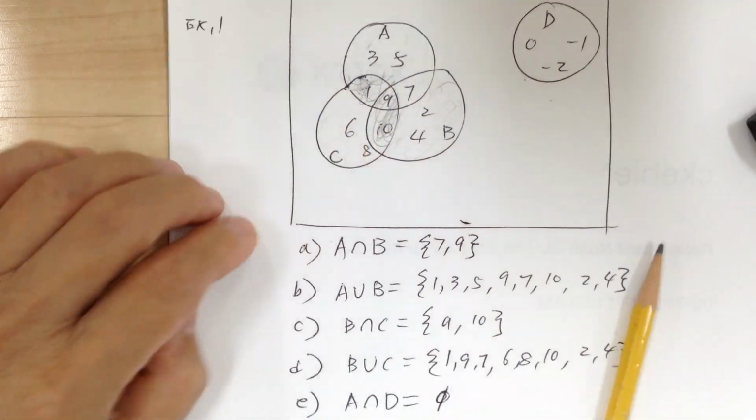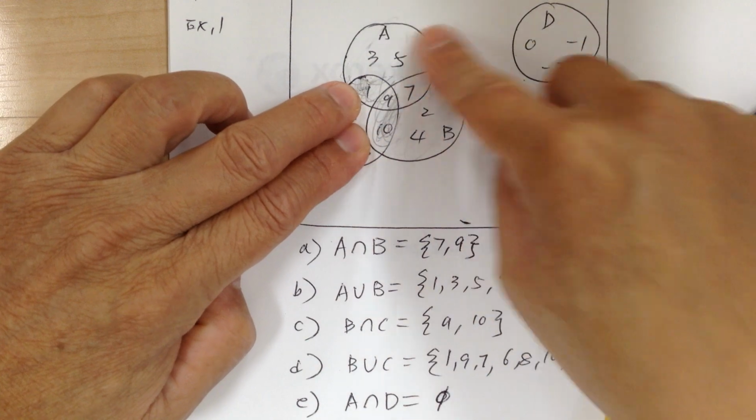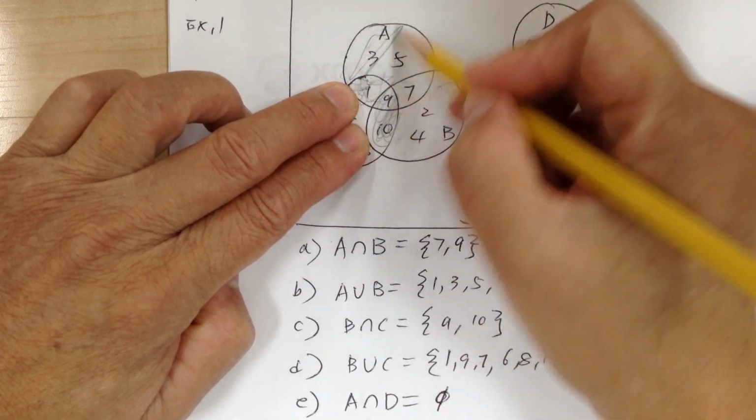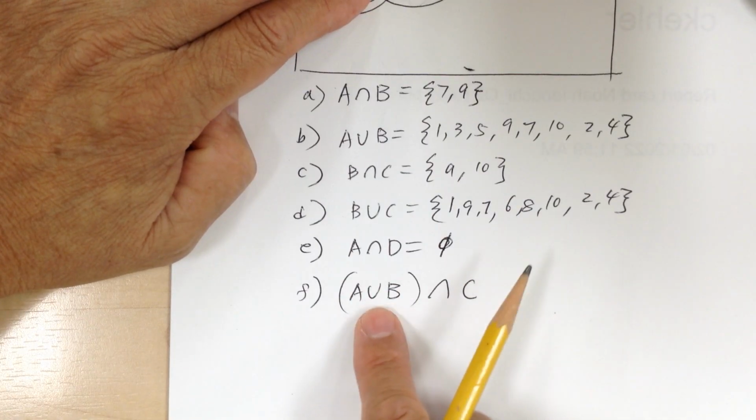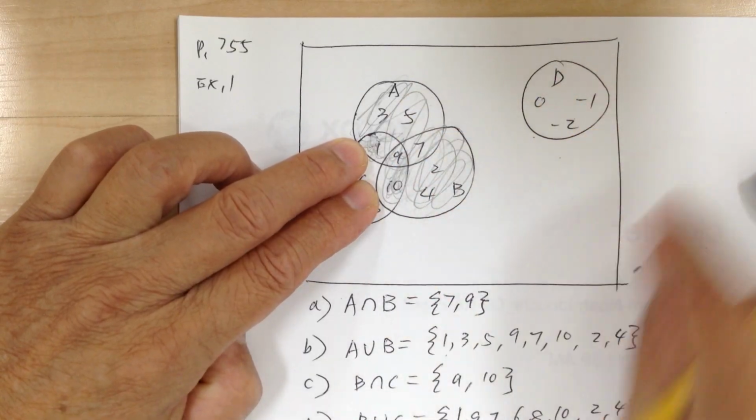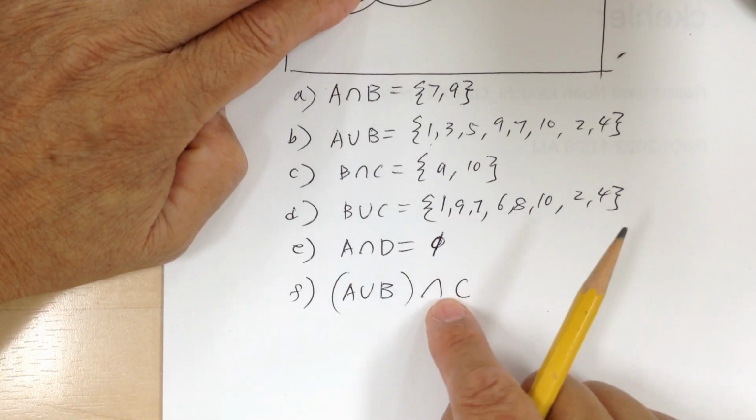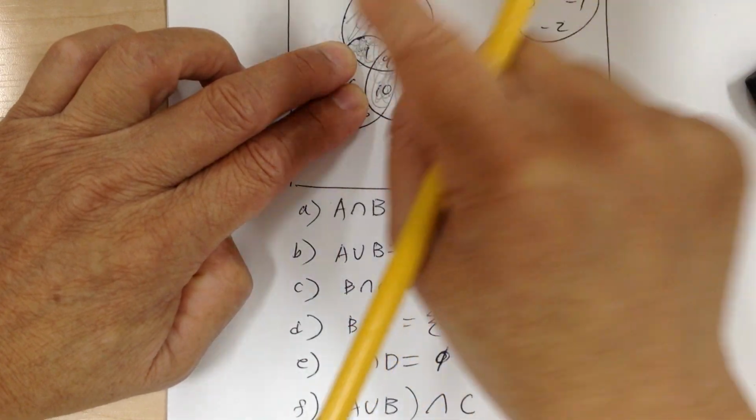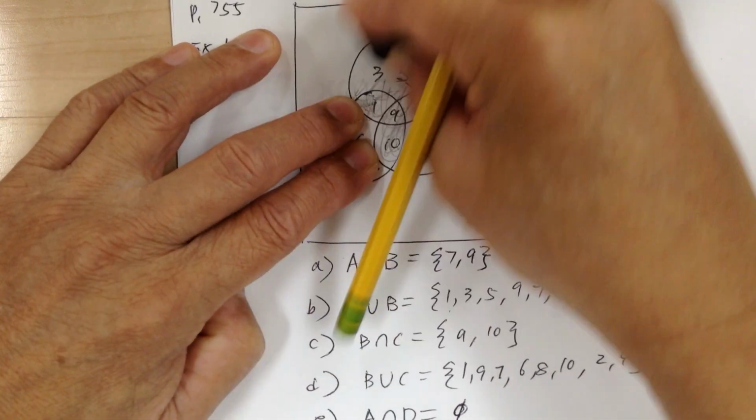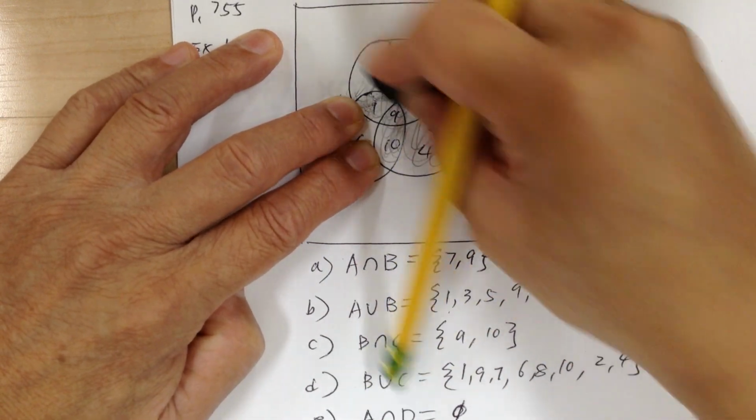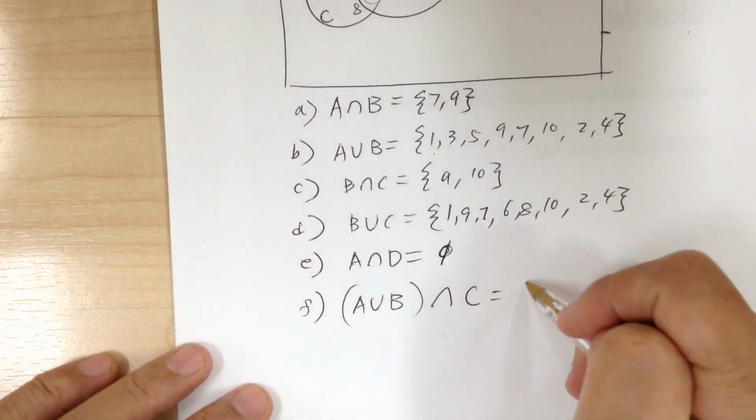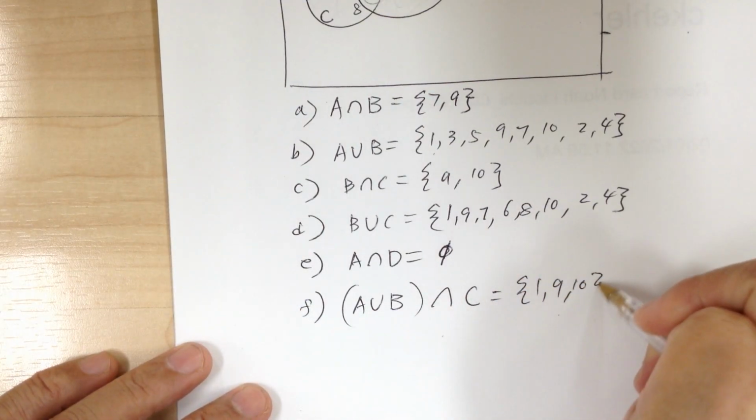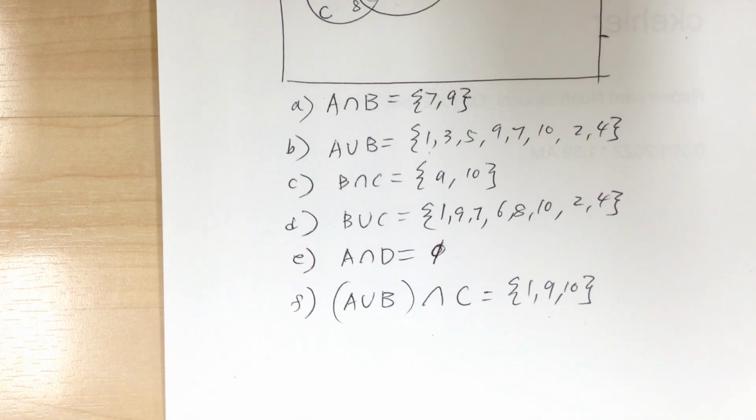Again, A union B is this whole thing right over here, that is this parentheses. That's A union B. Then you have to intersect C. That means you have to be in C. That means "and", so this has to also be in C. This is not in C, so that's out. This is not in C, so this is out. In this case, you're going to have 1, 9, and 10. So this is equal to 1, 9, and 10, and that's it.